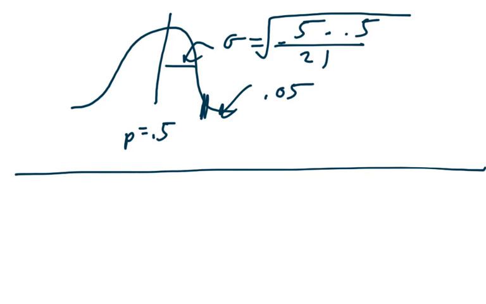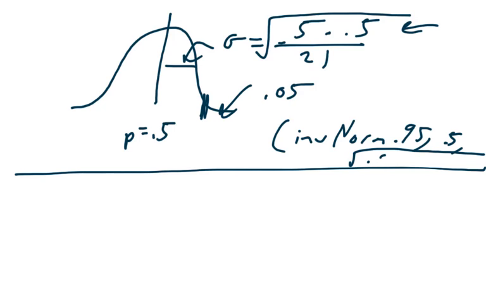In class today we did this example where we were trying to figure out power, and we got 0.5 times 0.5 divided by the square root of 21. So we needed to figure out where this was, so we did inverse norm of 0.95, 0.5, the square root of 0.5 times 0.5 divided by 21. And that turned out to be 0.679.